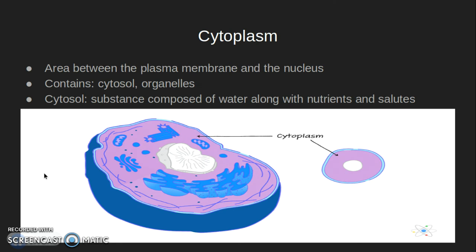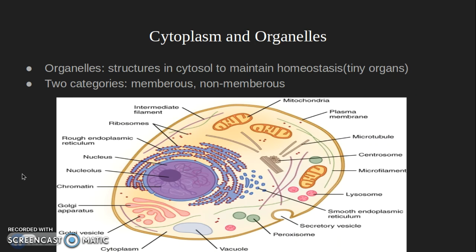It's going to be the cytoplasm. Pretty much it is the area between the enclosing plasma membrane of the cell and the nucleus. Pretty much the cytoplasm contains cytosol, which is the fluid portion of the cell, and the organelles that maintain homeostasis. And in the cytoplasm are going to be organelles and other cellular structures such as the cytoskeleton. I'll discuss that later on though.